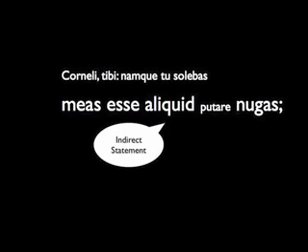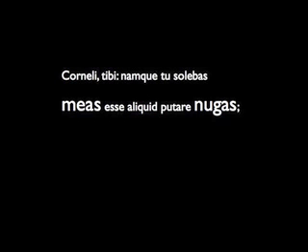Solebas introduces a complementary infinitive, putare, in the next line, which itself introduces an indirect statement, consisting of an accusative and a modifying adjective, here positioned at the beginning and end of the line. Notable, remarkable in fact, but perfectly common in poetry. And finally, the infinitive esse and the object aliquid.